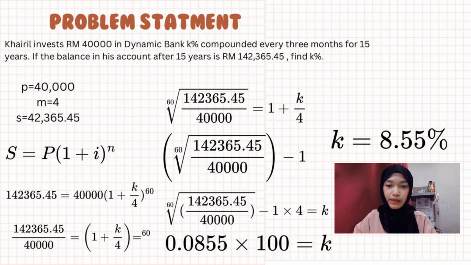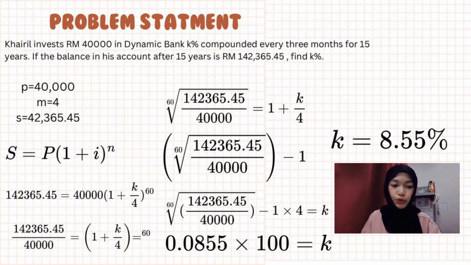Next, problem statement 2. Khairil invests 40,000 in Dynamic Bank at K% compounded every 3 months for 15 years. If the balance in his account after 15 years is 142,365.45, find K%. Okay, so we got P is 40,000 and S is 142,365.45.